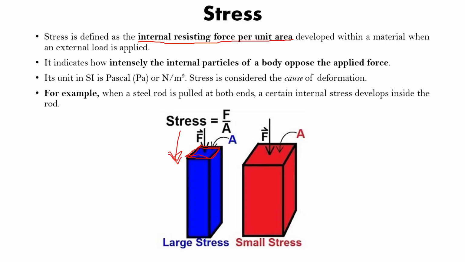The molecules present in the object will try to resist the force. The object tries to maintain its shape, so it resists the applied force, and that is happening inside the object. That is what we call stress: the internal resisting force per unit area. It indicates how intensely the internal particles of a body oppose the applied force.